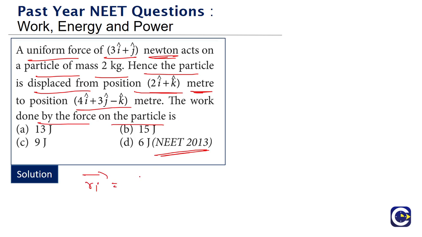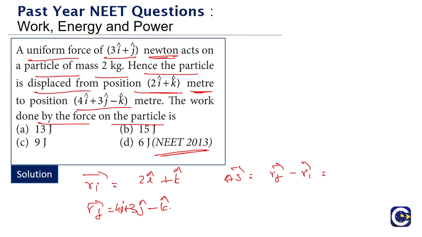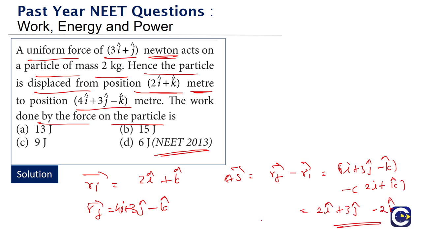See here what they are giving us. The initial position vector is 2i plus k. The final position vector is 4i plus 3j minus k. So what is the displacement vector? It is the final position vector minus the initial position vector, right? That is 4i plus 3j minus k minus (2i plus k), which is 2i plus 3j minus 2k. This is the displacement vector.